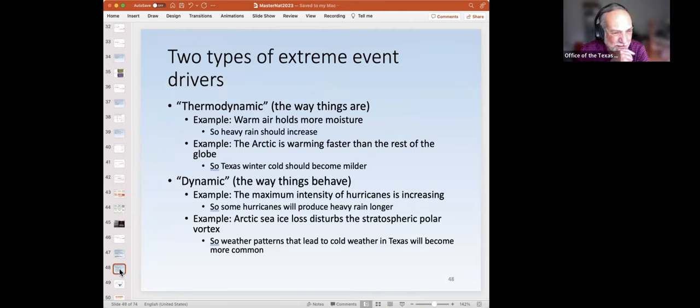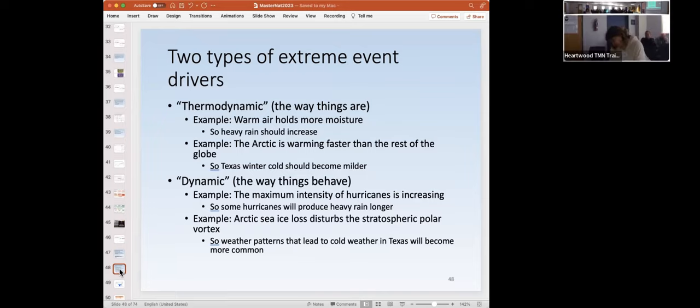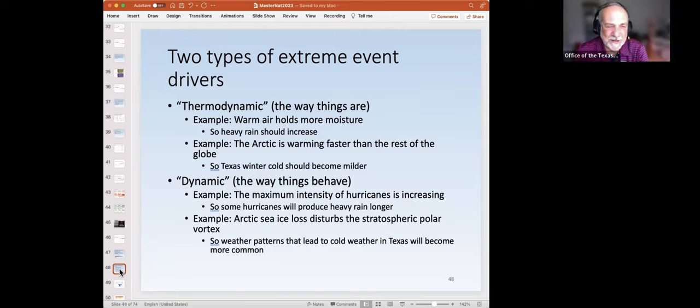Let me give you an example of how we break out how climate change can affect extreme weather. There's two basic ways. One is sort of a direct effect of temperatures. And I've got two examples here. Warm air can hold more moisture, and therefore we expect heavy rainfall to increase. That's a fairly direct physical statement. Another example is the Arctic is warming faster than the rest of the globe, and so we expect that Texas winter cold ought to become milder as a result of that.